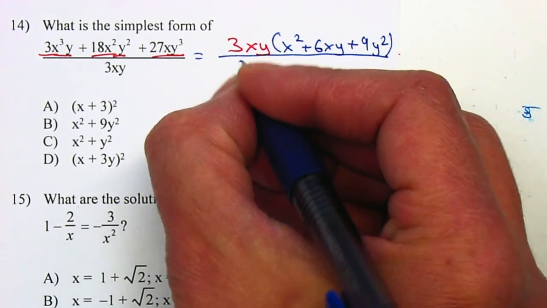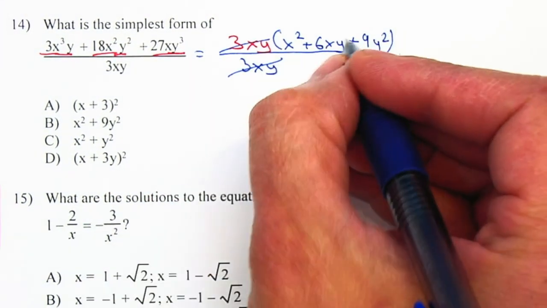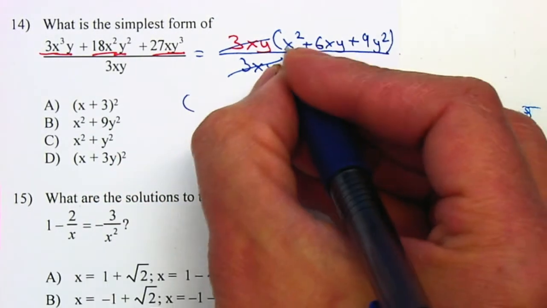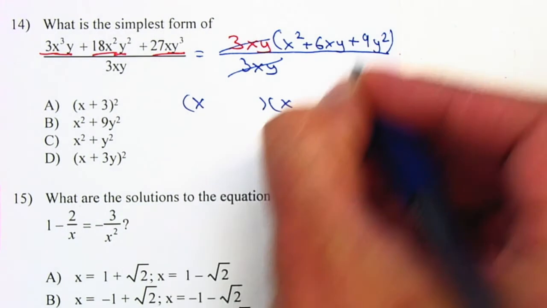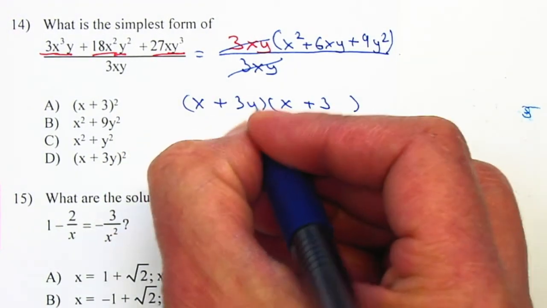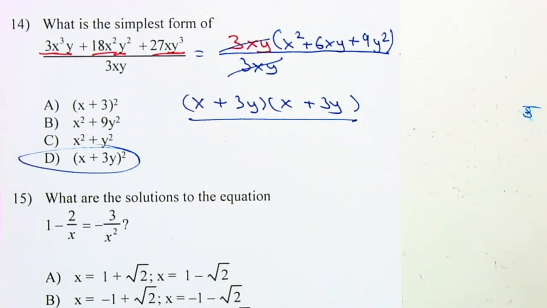On the denominator, we have a 3xy. That will cancel. So I'm left with this that I can factor. Double parenthesis. Factors of x squared are x and x. Factors of 9 are 3 and 3, and let's not forget the y. So there are 2 of them. The answer is letter D.